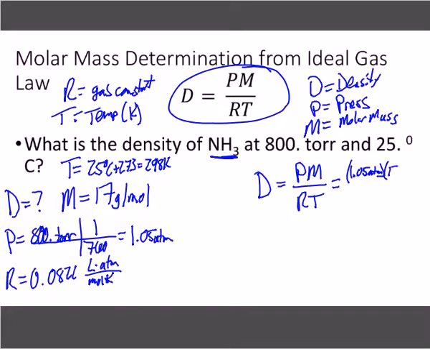So we've got 1.05 atm multiplied by 17 grams over mole, all over our constant, 0.0821 L·atm over mol·K. And we have our temperature, which is 298 Kelvin. So Kelvin's going to cancel out. Moles will cancel out. Atmospheres will cancel out. So what am I left with for my unit?